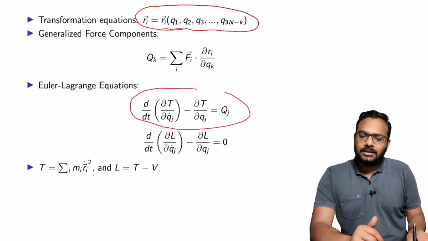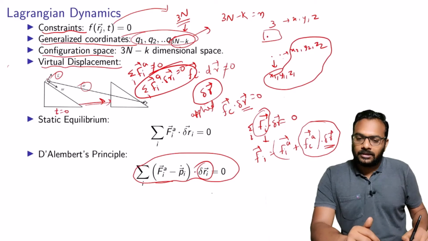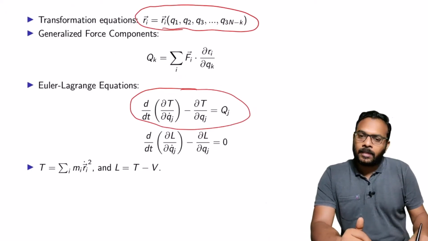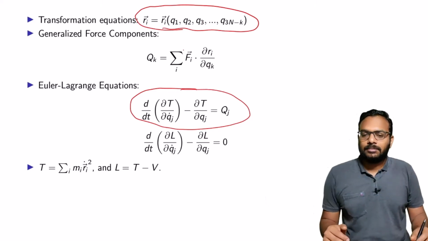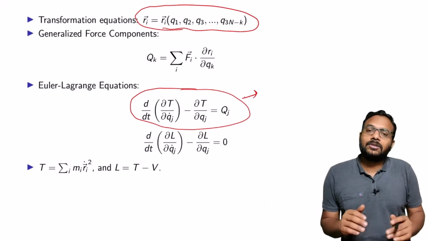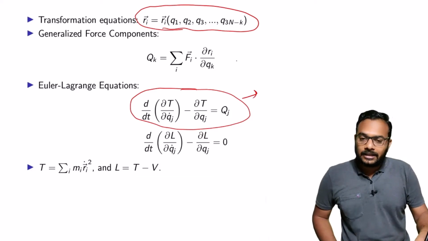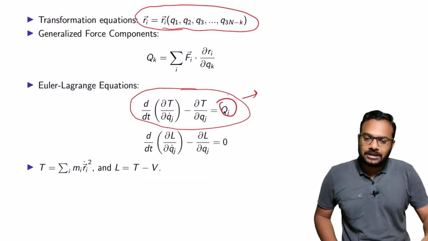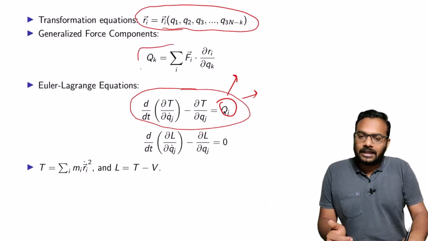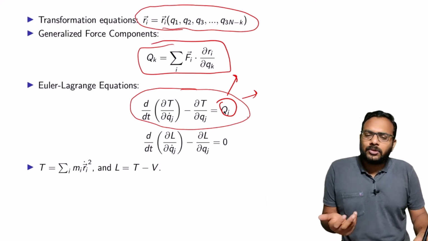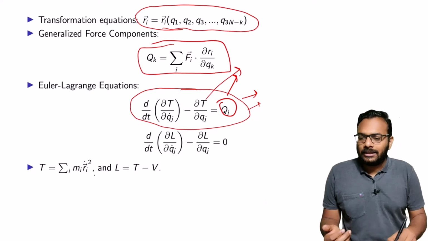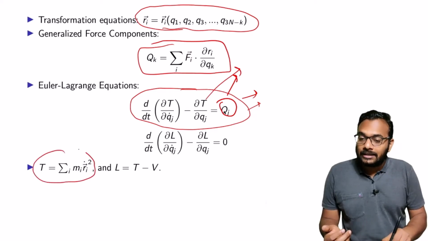So from D'Alembert's principle, which is given by this equation, we can substitute for the generalized coordinates, do some algebra, and reach this equation. This is also the equation of motion. Here Qj is known as the components of the generalized force, and it's defined like this. For some problems, this may be convenient. T here is the total kinetic energy of the system.